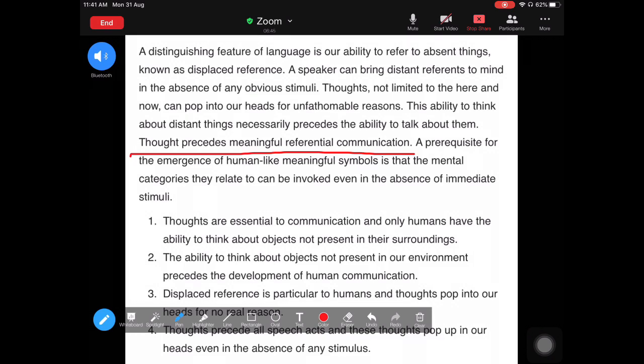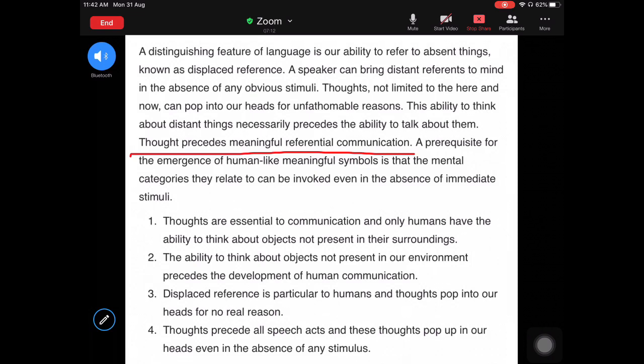So I'm just trying to point out the sentence that can help you to understand the paragraph as a whole. A prerequisite for the emergence of human-like meaningful symbols is that the mental categories they relate to can be invoked even in the absence of immediate stimuli. Now, when I read this paragraph once, I get some idea. If you want, you can read it one more time. You get some more idea, and then you take the help of options and try to find out the answer here, guys. What do you think?